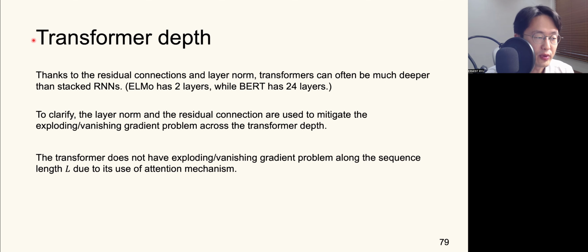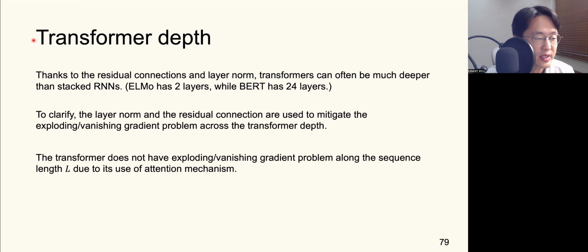Transformers can go much deeper than RNNs. Thanks to the residual connections and layer norm, transformers can be much deeper than stacked RNNs. For example, Elmo had 2 layers, BERT had 24 layers, and modern large language models have something like 100 layers. To clarify, the layer norm and the residual connection are used to mitigate the exploding and vanishing gradient problem across the transformer depth rather than the sequence length. In contrast, the RNN LSTM cell is designed to promote better gradient flow along the sequence length.